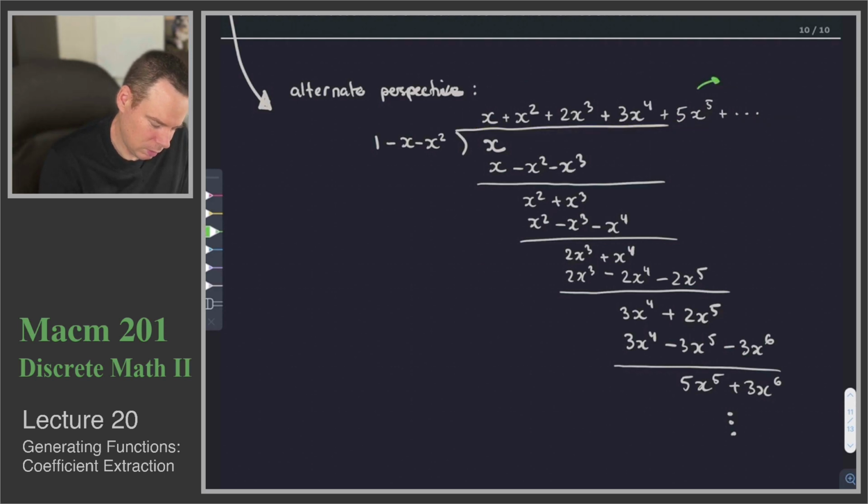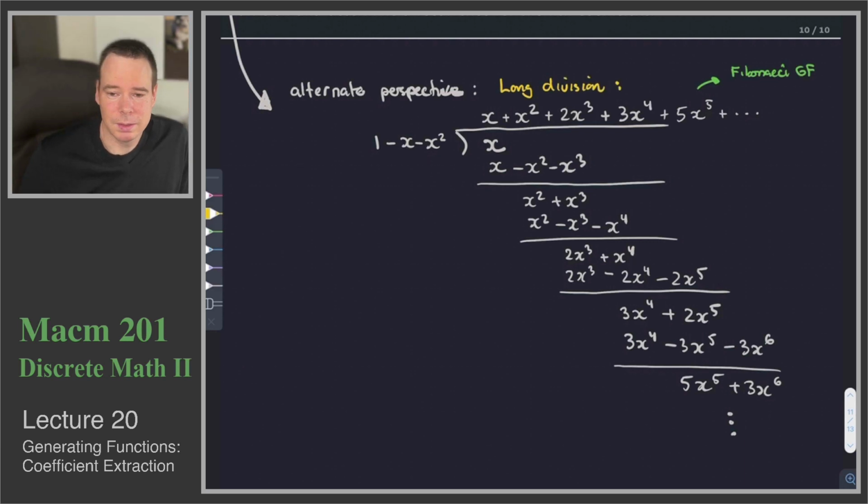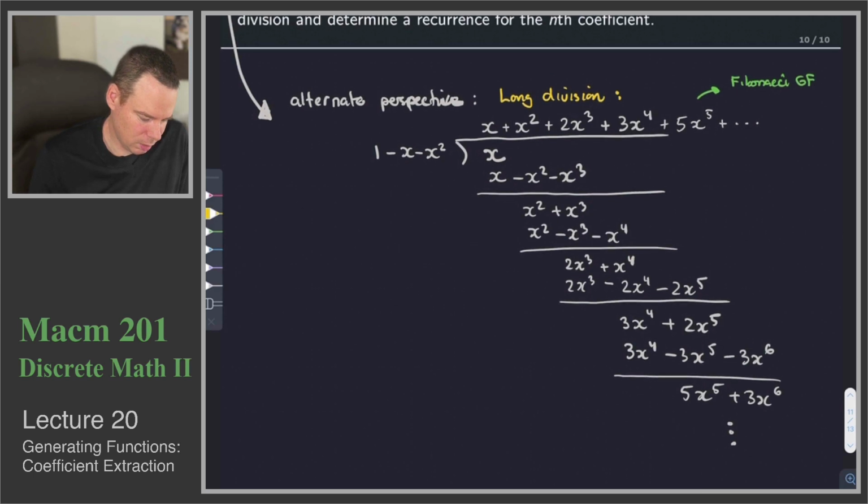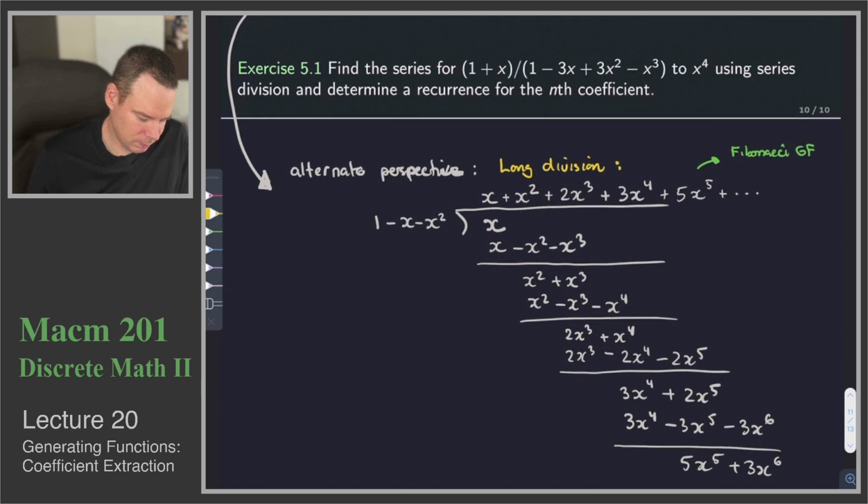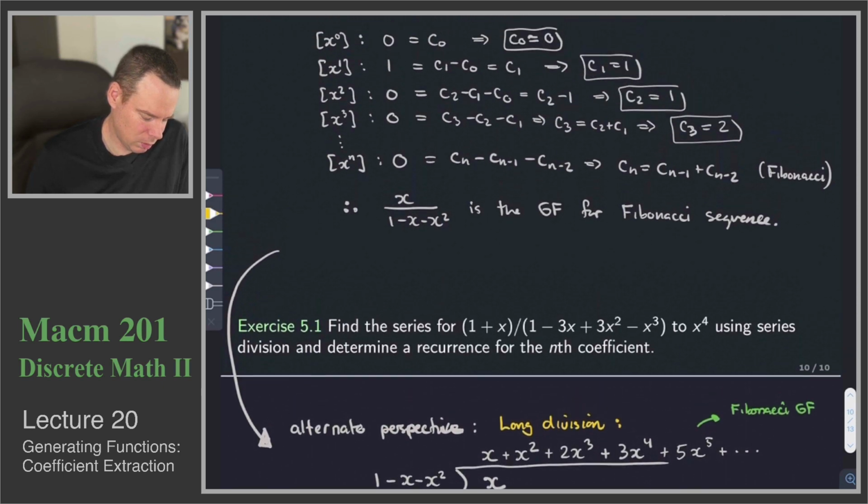So this gives us the Fibonacci generating function. And so that's just an alternate perspective. We did long division here. So maybe I should have indicated that. We will do long division, and we get the same result. So we've done long division here. We got that the quotient is the Fibonacci sequence, or the generating function for the Fibonacci sequence.